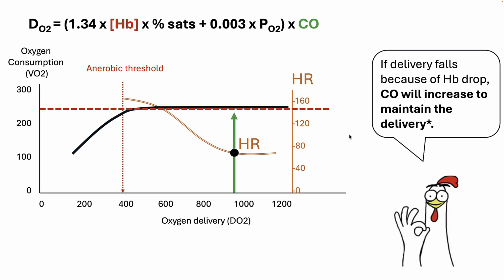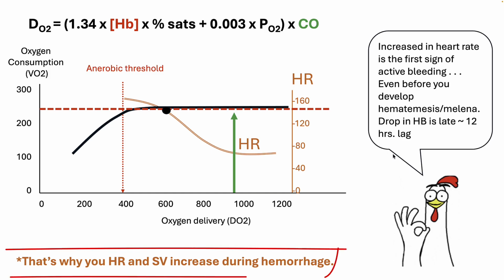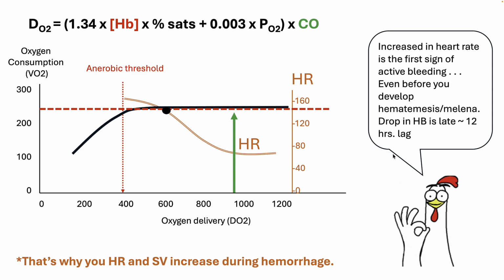If you look at your oxygen delivery equation, you can see that if your hemoglobin starts dropping, the only thing your body can do is increase your cardiac output. So as your oxygen delivery drops, your heart rate will increase to keep your oxygen delivery constant. So one of the first signs of any bleeding is an increase in heart rate and stroke volume. You'll see the changes in hemodynamics much before your patient develops hematemesis, melena, or a drop in hemoglobin.